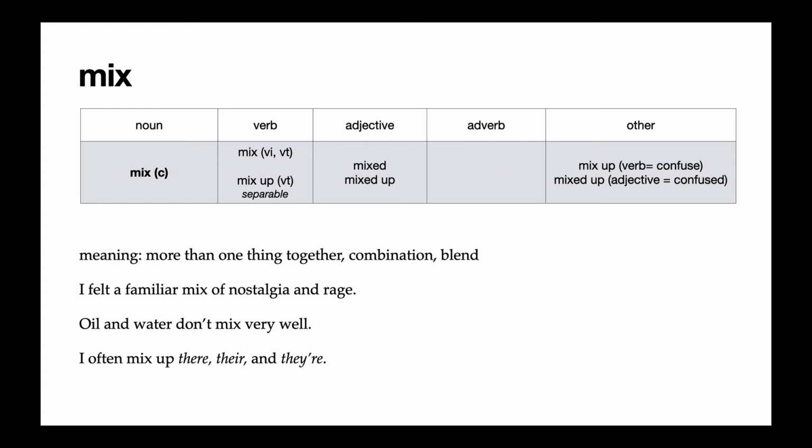If you're cooking an omelet, you can mix up eggs with some milk or some cheese. And notice that when you want to mix two things together, you use the preposition with. So mix oil or mix eggs with cheese.